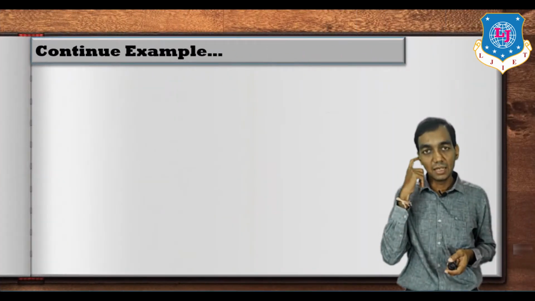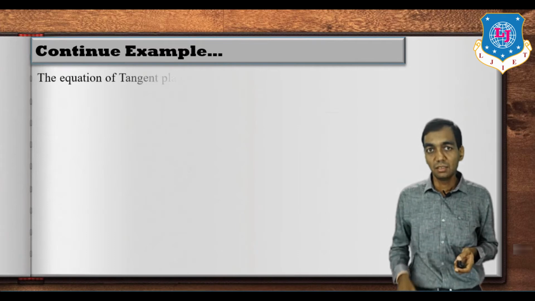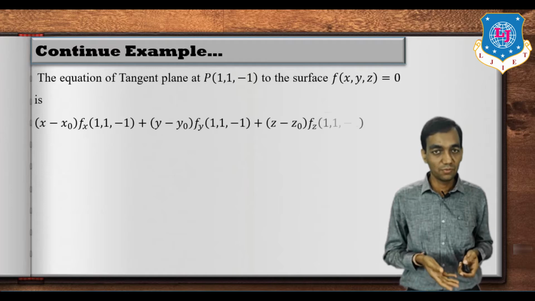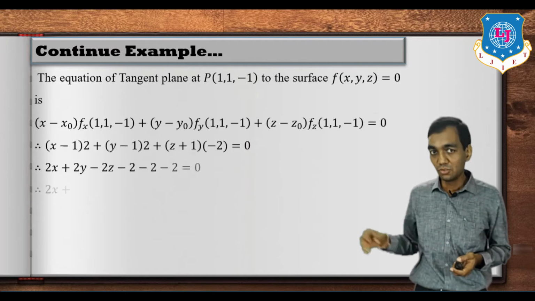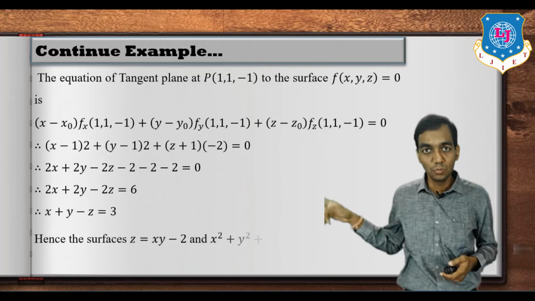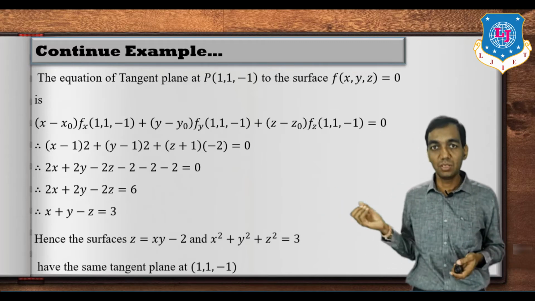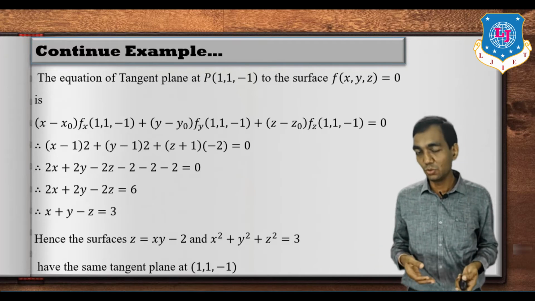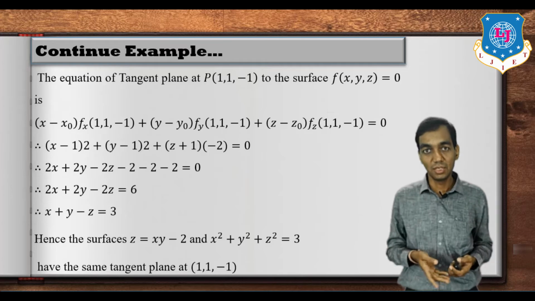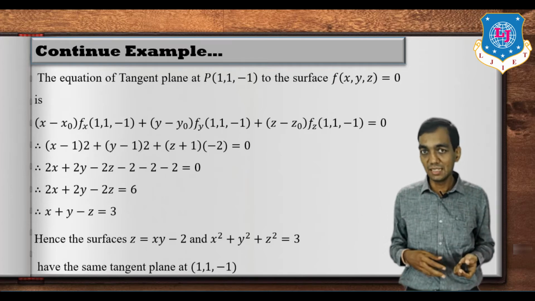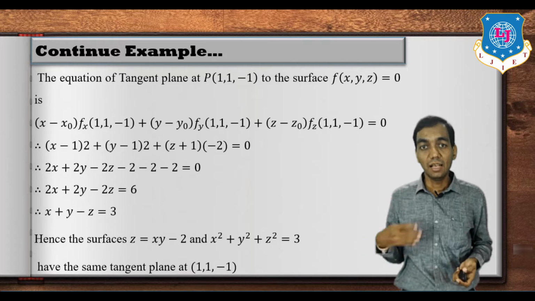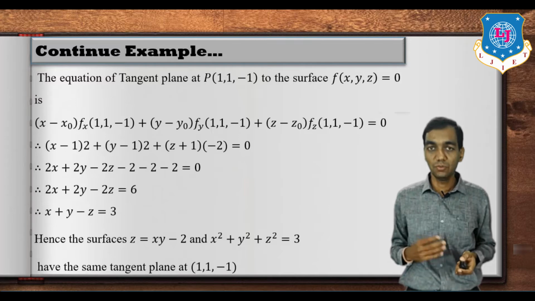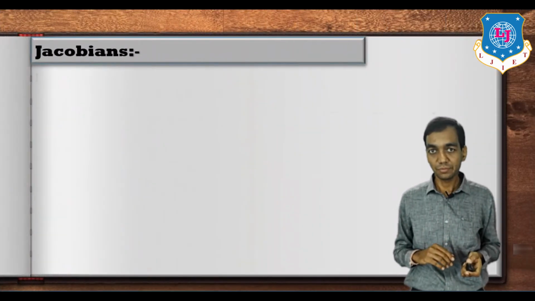And if we find the equation of a tangent plane, then the equation will be (x - x0) into fx plus (y - y0) into fy plus (z - z0) into fz. So that will be (x - 1) into 2 plus (y - 1) into 2 plus (z + 1) into -2. Simplifying this will give you the answer x + y - z = 3. That means both the surfaces z = xy - 2 and x² + y² + z² = 3 have the same tangent plane at the point (1, 1, -1).